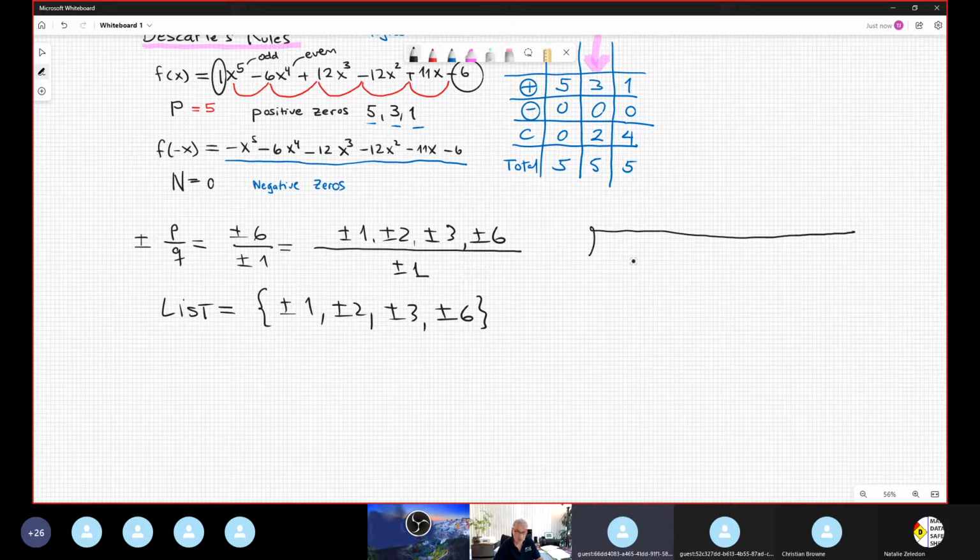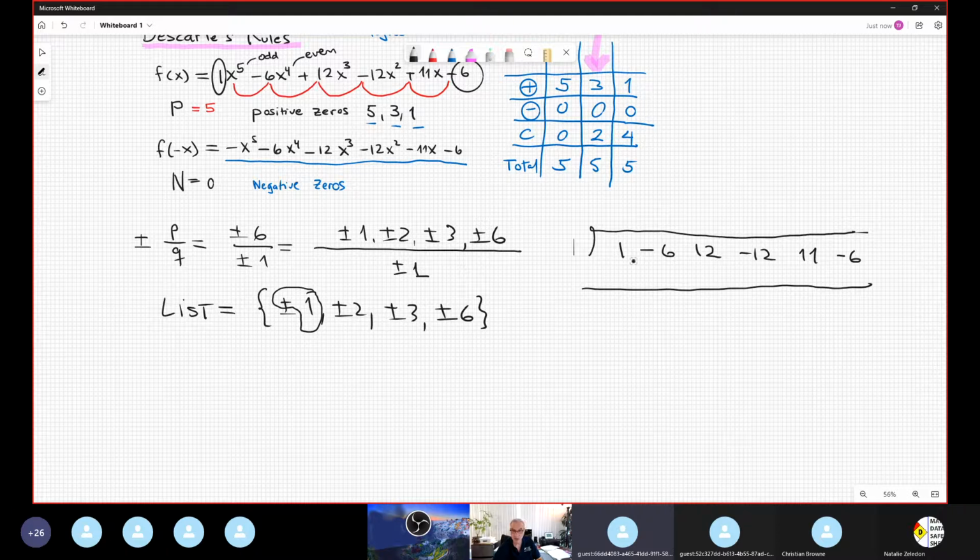Okay, the original polynomial is 1, negative 6, 12, negative 12, 11, and negative 6. I copy the coefficients. I try synthetic division with 1. Using 1, okay, 1 belongs to this list as positive 1. Of course, I omit the ones that fail here in the lecture.